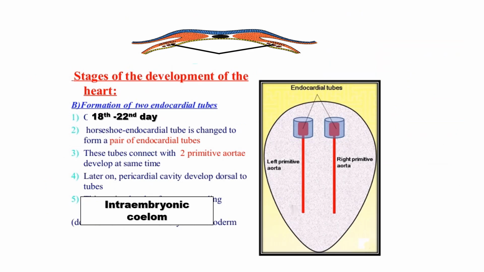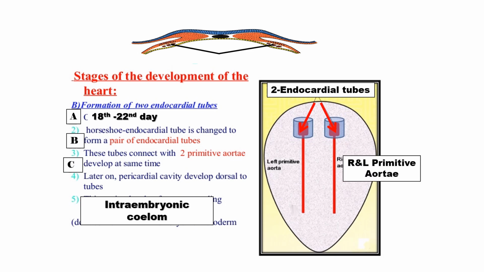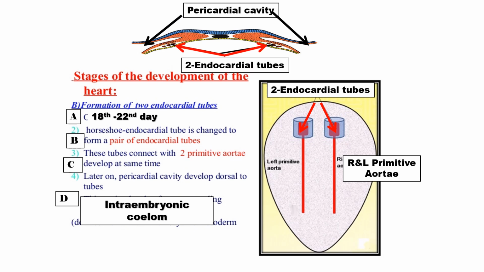Coming to the important stages of the development of the heart tube. By the 18th to 22nd day, the two horseshoe-shaped endocardial heart tubes change into a pair of endocardial tubes, and this pair of endocardial heart tubes are connected caudally with the right and left primitive aorta. Later on, the pericardial cavity develops dorsal to the heart tube.